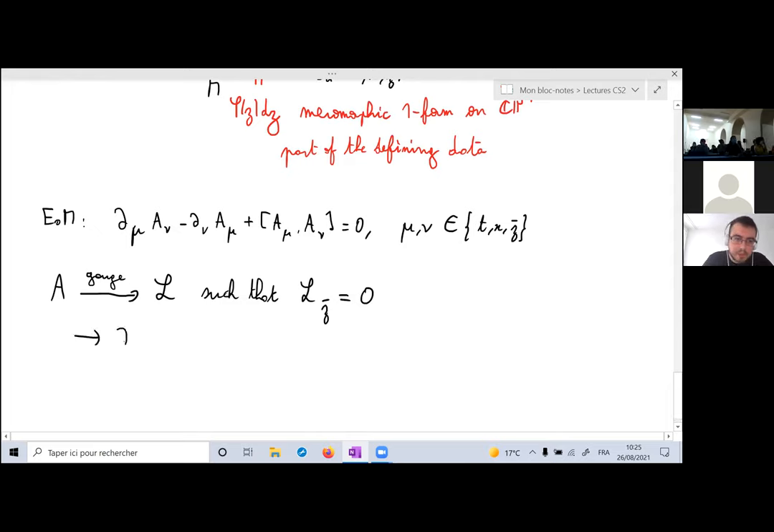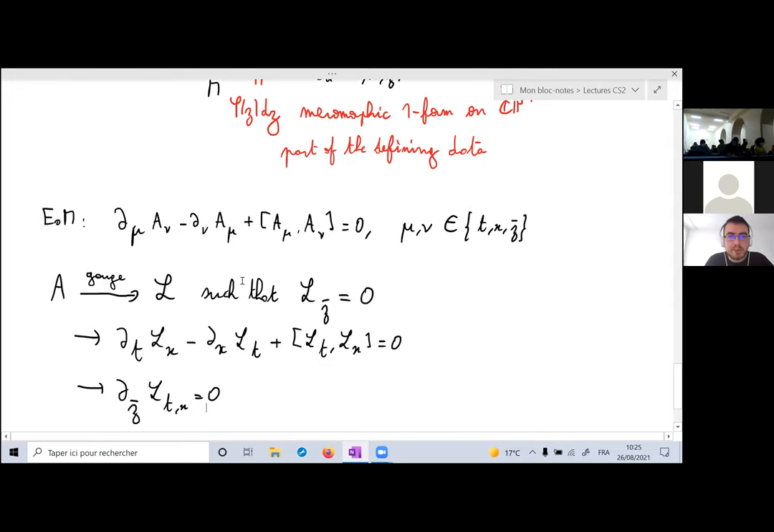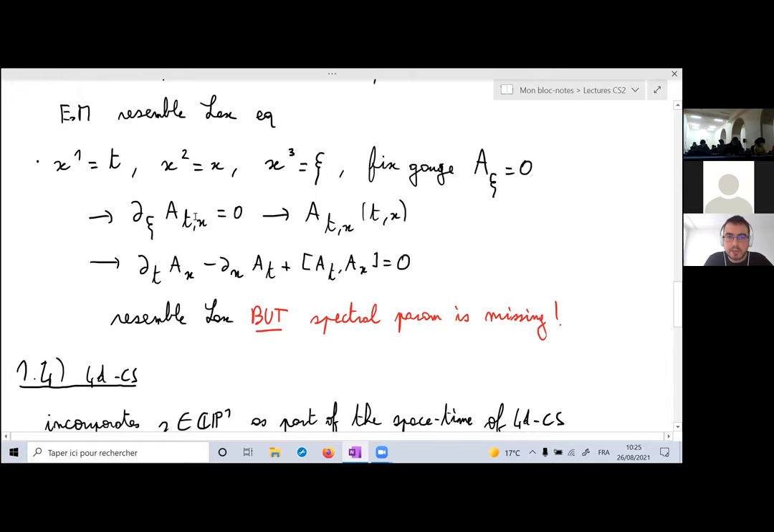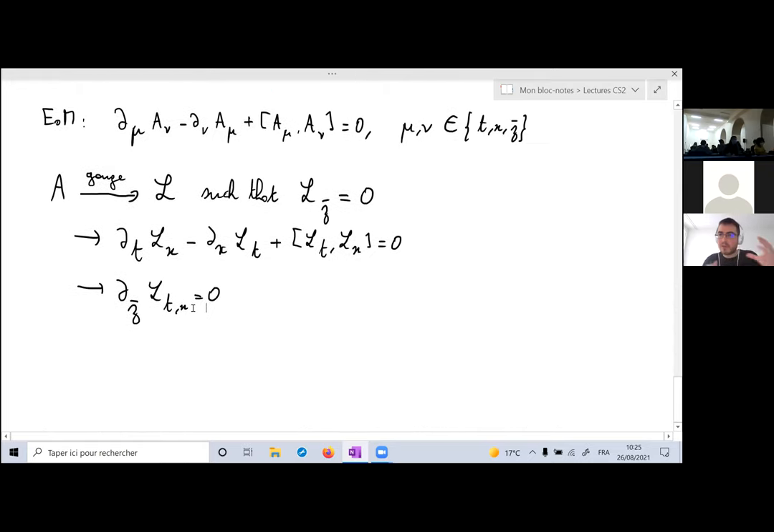And what I get from there is, of course, that for the two remaining components, Lx and Lt, I have the standard zero curvature equation now in 2D. But also, if I look at this equation where one of the components is Z bar, I get that d Z bar of Ltx is equal to zero. And that is the equivalent of what I had before when I said that d xi of Atx was zero. But now the difference is that Z bar is just the complex conjugate of Z, because I embedded all this into an additional CP1. The consequence is that if I have something killed by d Z bar, this something, my Ltx here, is holomorphic, or in fact meromorphic, in Z.